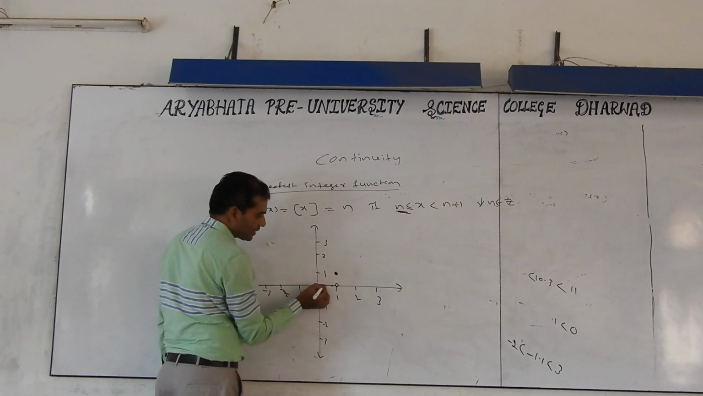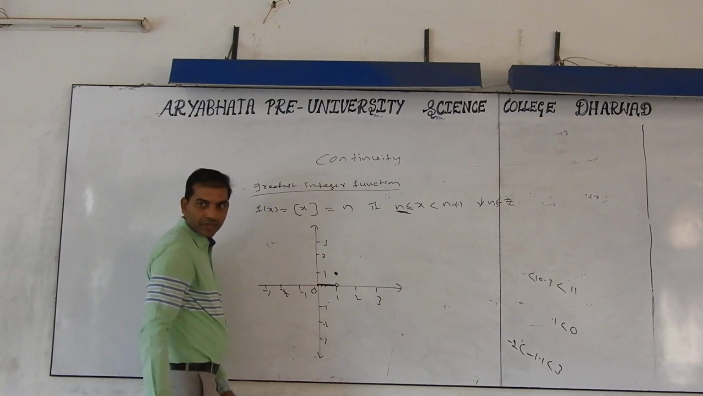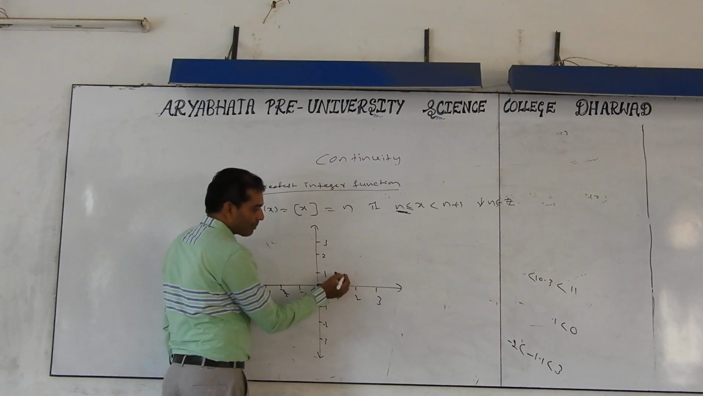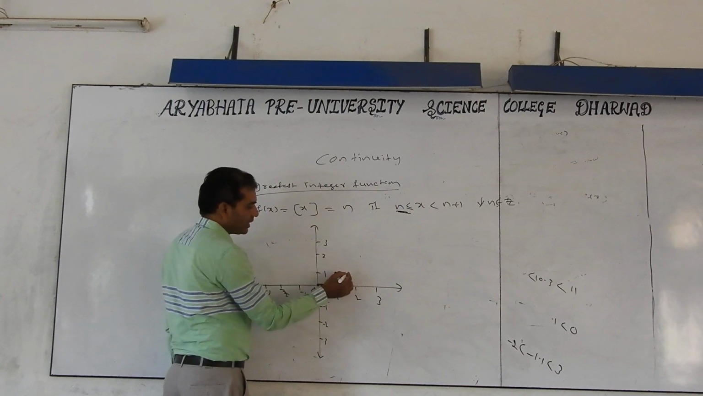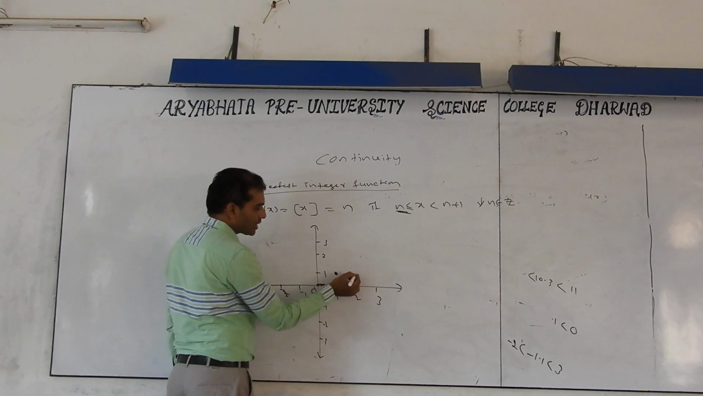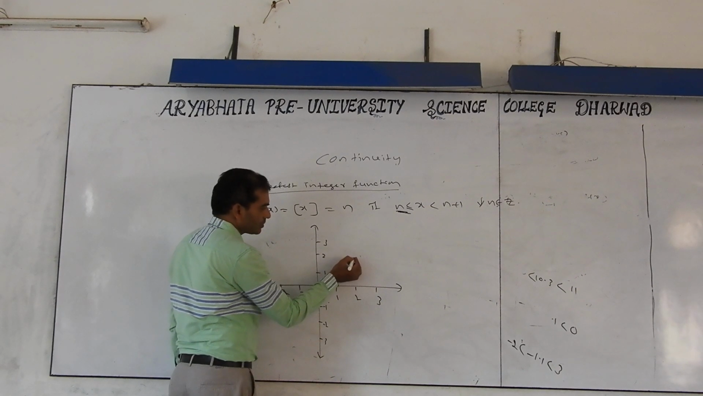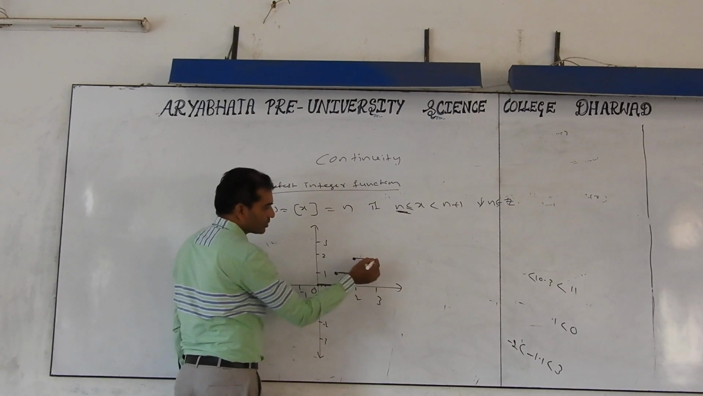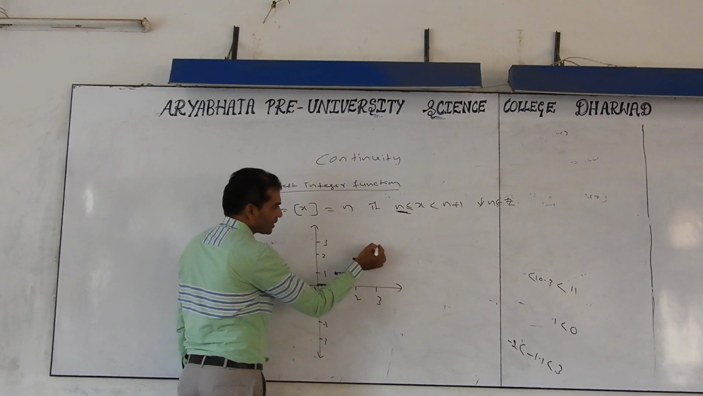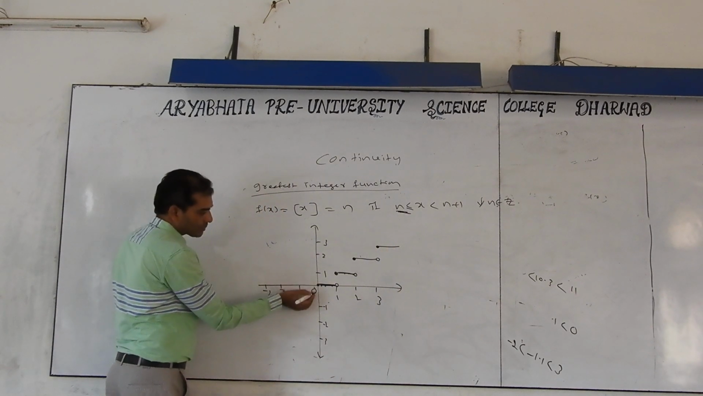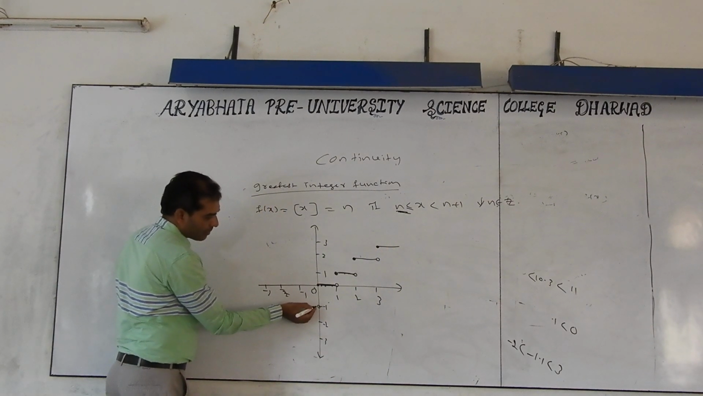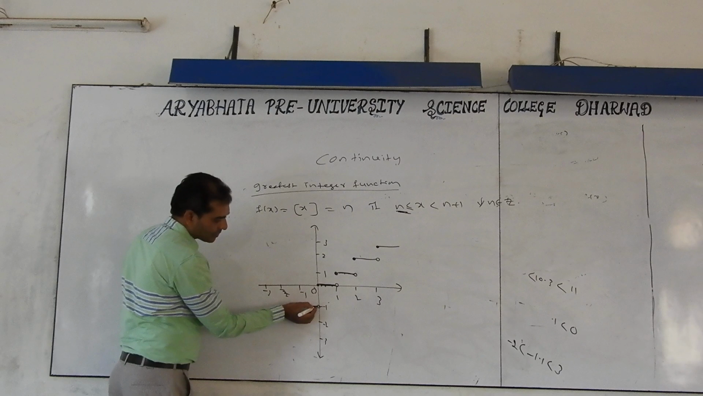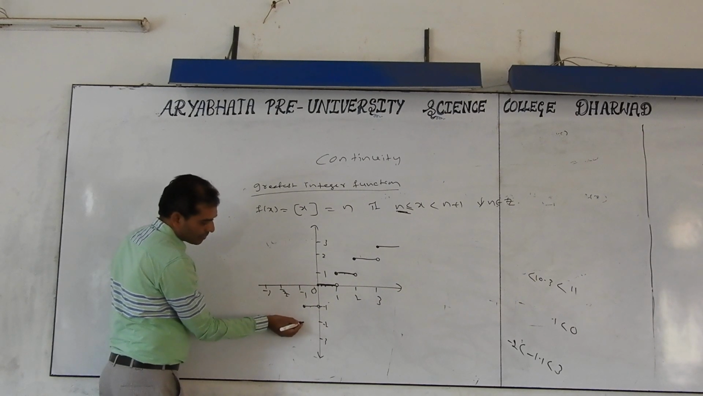Step of 0.9 is 0. Step of 1 is 1. Okay, step of 1.1 is 1, step of 1.2 is 1, step of 1.3 is 1, up to step of 1.9 is 1. But step of 2 is 2, step of 2.1 up to 2.9 is 2. Step of 3 is 3, like this. Step of minus 0.1 is minus 1, step of minus 1 is minus 1, step of minus 1.1 is minus 2.